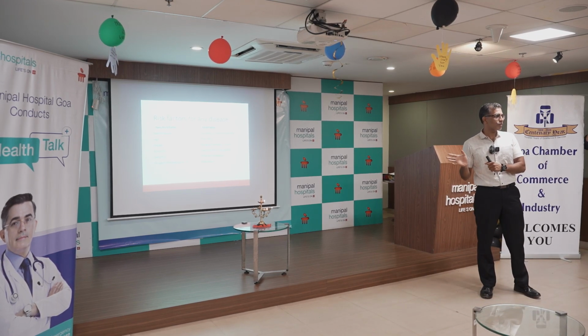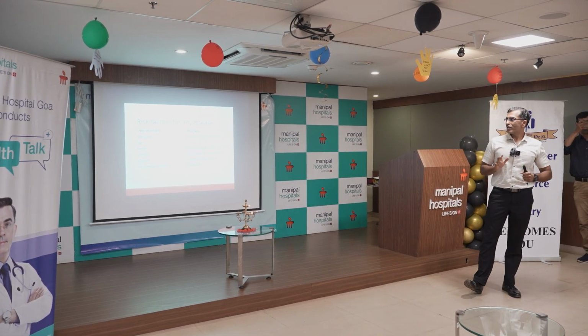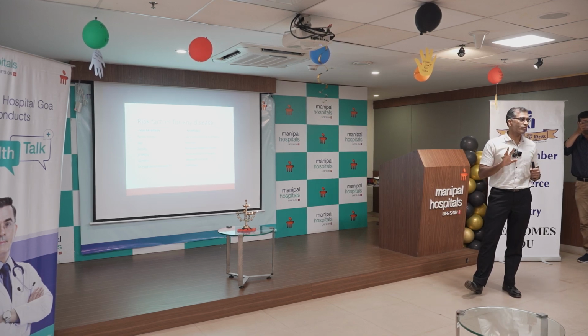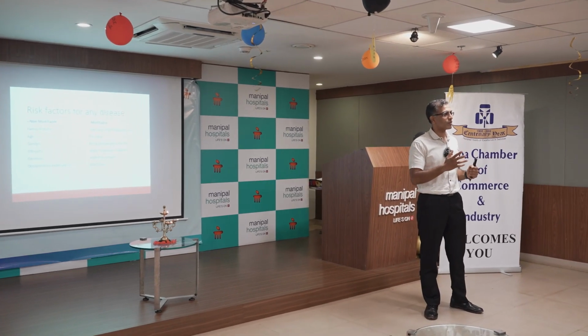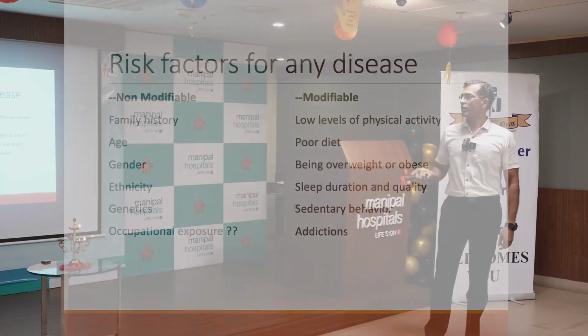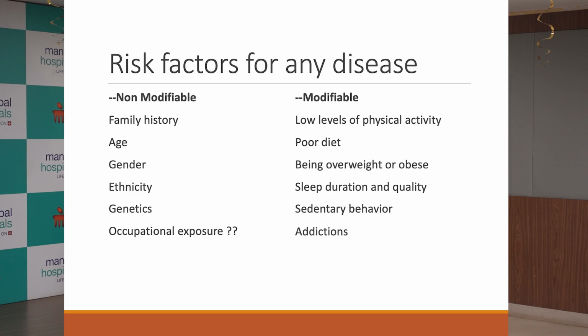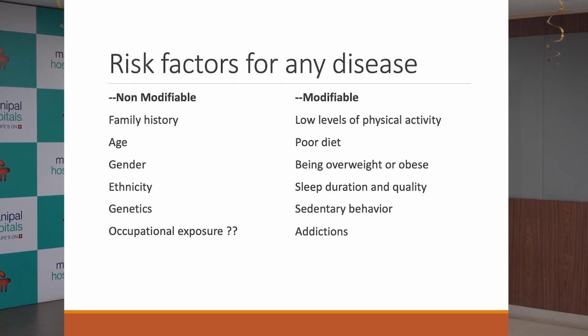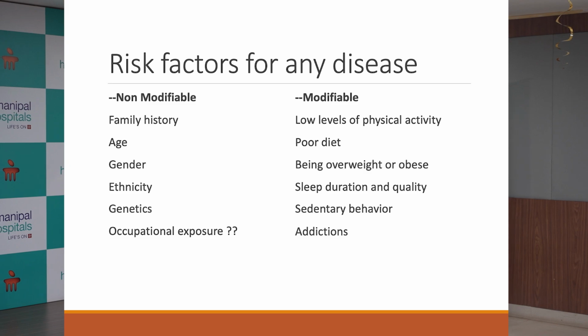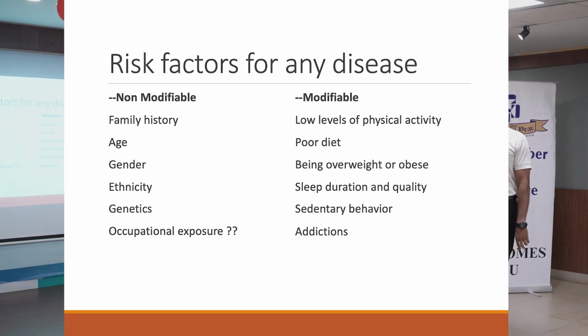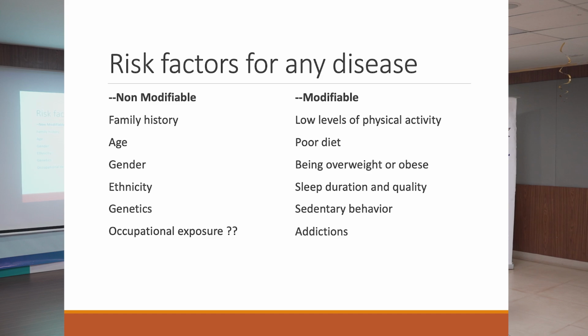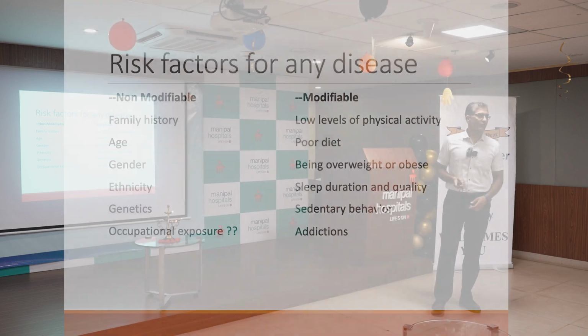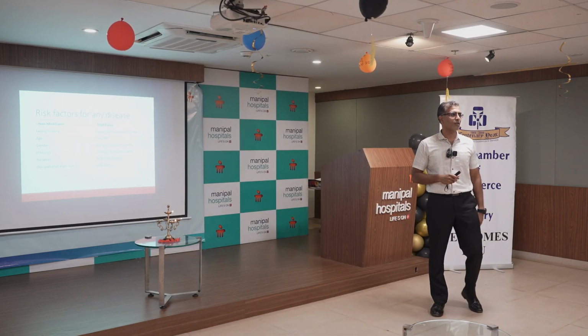So before we go into diabetes or blood pressure directly, we need to realize every disease has two types of risk factors. Some are modifiable or changeable, some cannot be changed. Non-modifiable are family history, age, gender, ethnicity, genetics. We cannot do anything about that. We are born with that. Occupational exposure, sometimes it is modifiable, sometimes it is not. Modifiable risk factors are low level of physical activity, diet, being overweight, sleep, sedentary habits and addictions. They can definitely be changed, so we are going to focus mainly on this. I am going to come back to this slide once we go into diabetes and high BP.